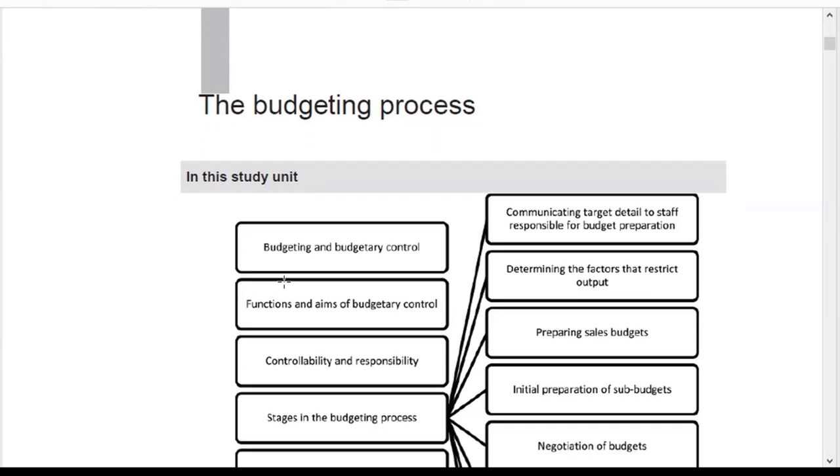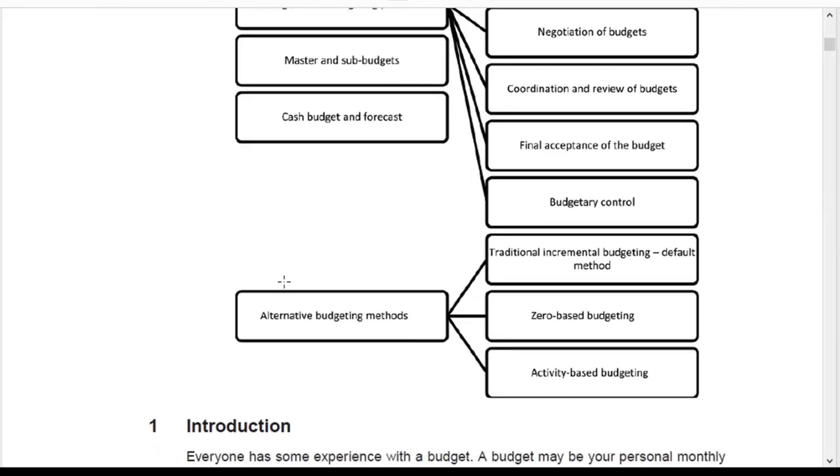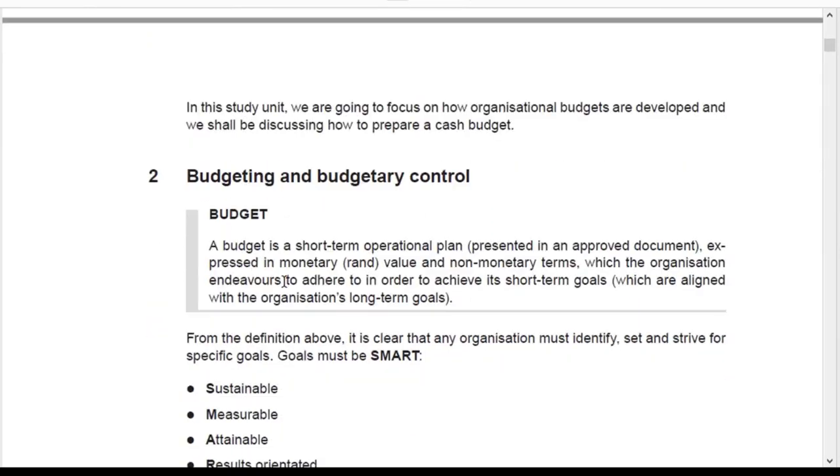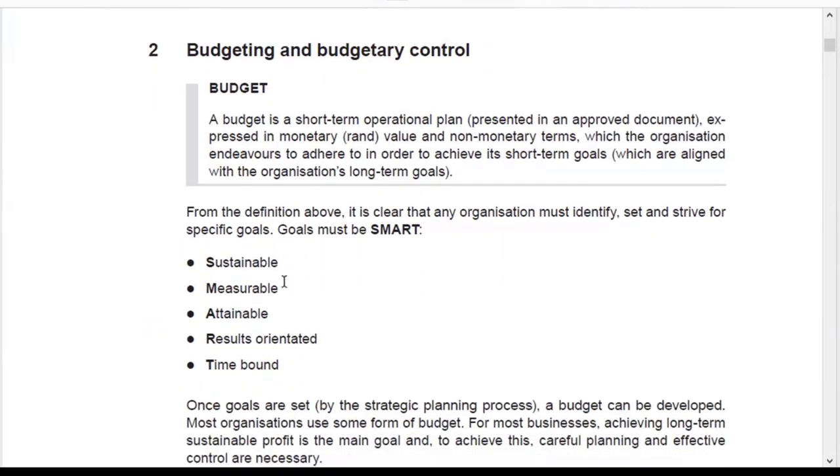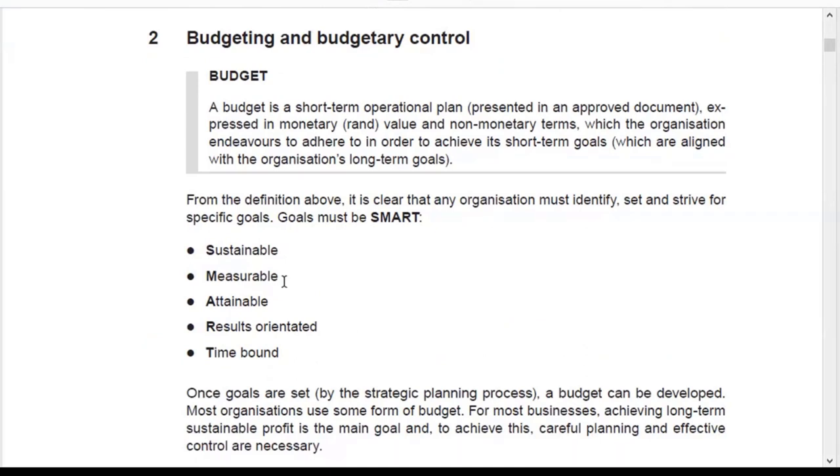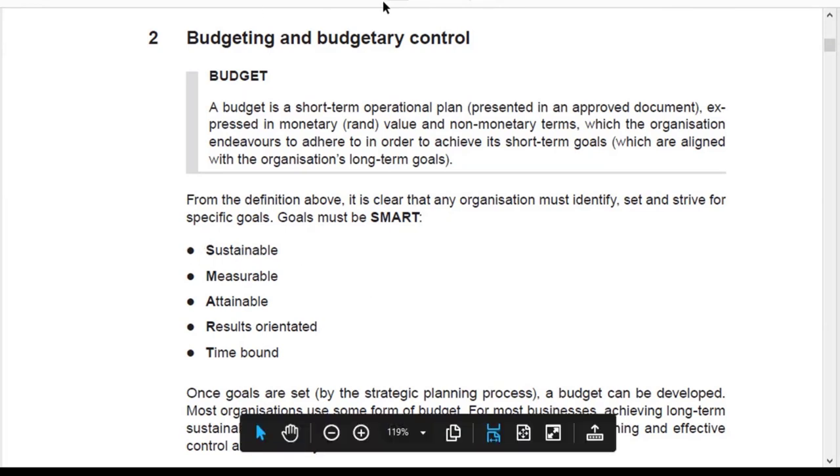But life happens, right? I'm going to make an example of, and then they say that the budget that you make, any single goal that you have, needs to follow the SMART principle. It needs to be specific, measurable, attainable, relevant, and time-bound.